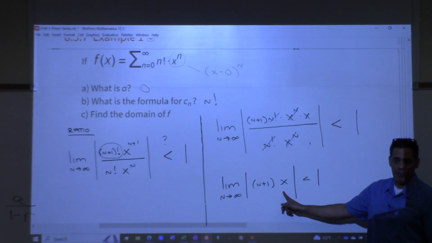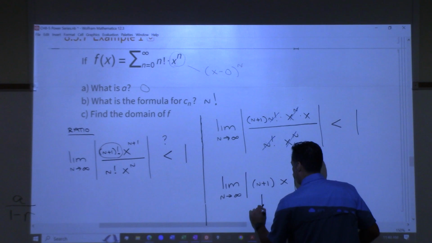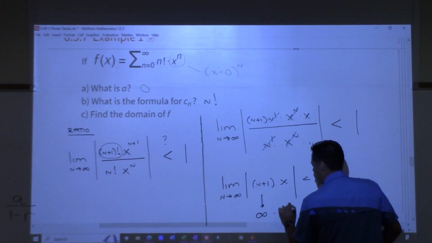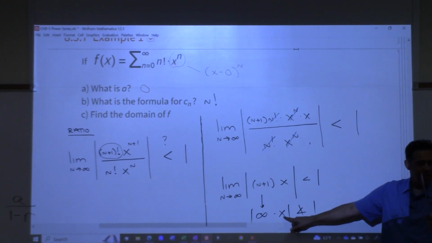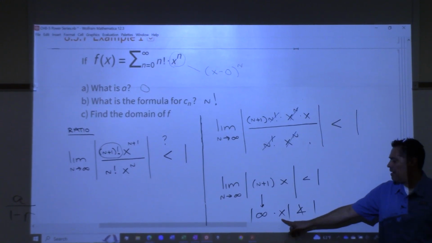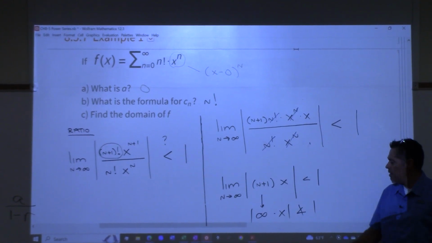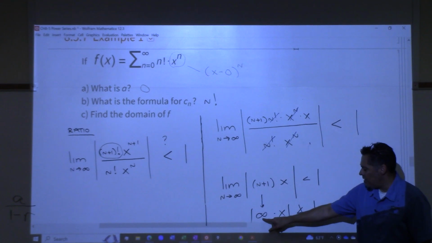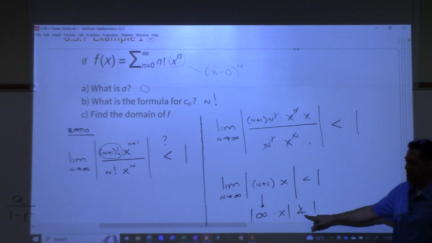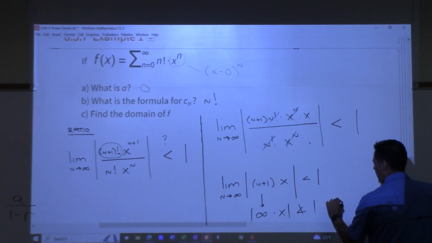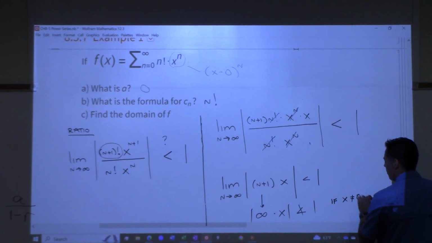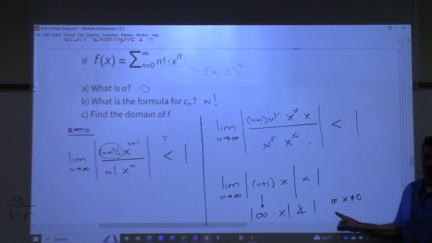But otherwise it will diverge, right? Because this is going to go to infinity times x. If I take that absolute value, that's not going to stay less than 1. See, because x is fixed. x is a fixed number. You can't tell me x is going to infinity or anything like that. x has to be a fixed real number. So if I take a fixed real number and I multiply times something that's getting infinitely big, there's no way that that stays less than 1, right? This will not be true if x is not 0, right?